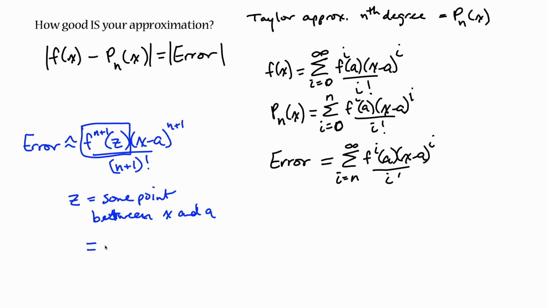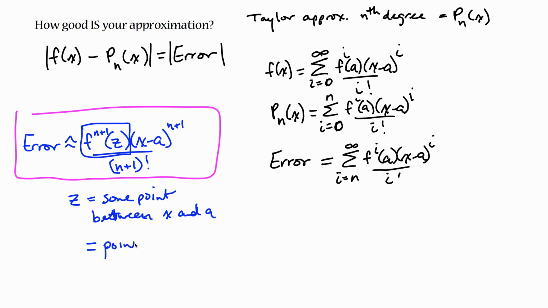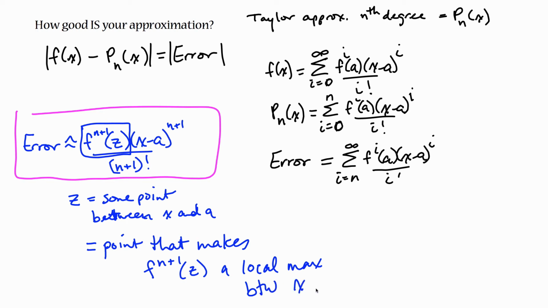So when you're estimating your error, you can use this expression and pick your value of z, which is a point that makes f n plus 1 of z a local maximum between x and a.